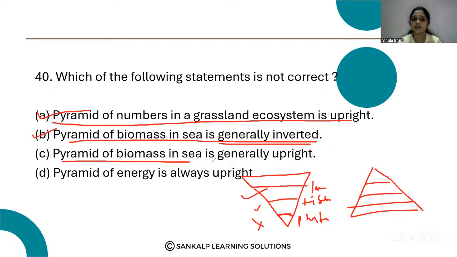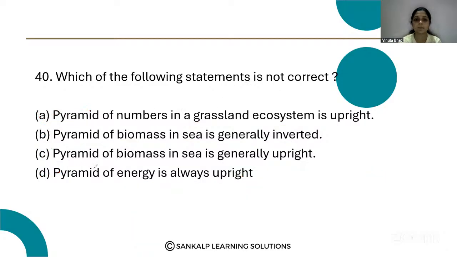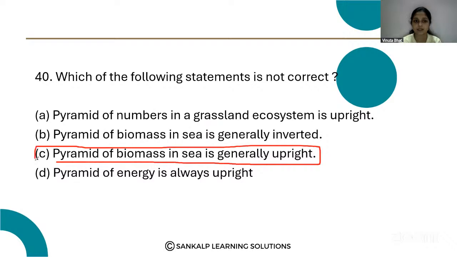Pyramid of biomass in a sea is generally upright. So this is the wrong one. Generally it is inverted. Pyramid of energy is always upright, because energy flow decreases as we go to the next trophic level. So the pyramid of energy is always upright. That is also a correct statement here. Which of the following statements is not correct? That is, pyramid of biomass in a sea is generally upright. This statement is wrong.